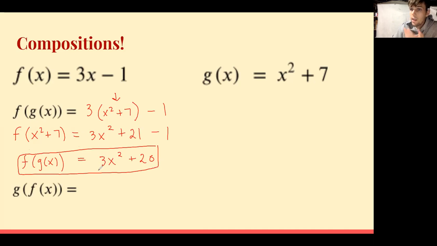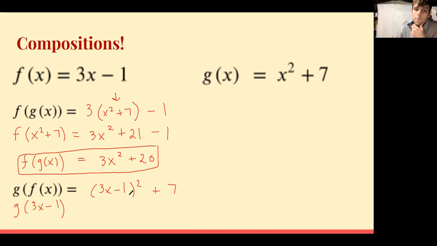Now, like I said, the other one is going to be a little bit different, not exactly the same, but likely similar. So this time we're putting f on the inside. So I'm writing this as g of 3x minus 1, 3x minus 1 being the function for f of x. So now my g function is x squared plus 7. But g is taking the input of 3x minus 1 this time.